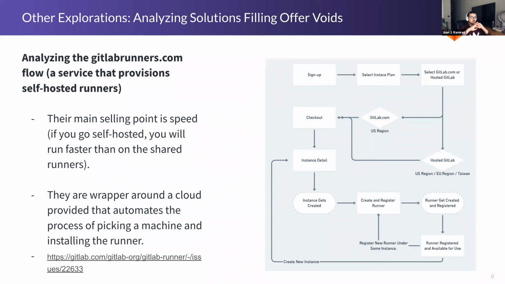Basically, their service is just a wrapper around some cloud. I don't know what cloud, and then it allows you to pick a machine, and it automates the process of picking the machine and installing the runner. So it makes very easy the process of putting a runner in a computing instance. That's interesting because that seems to be something that we're missing. We don't have that offering at all, and it could be something that we could do in the future.